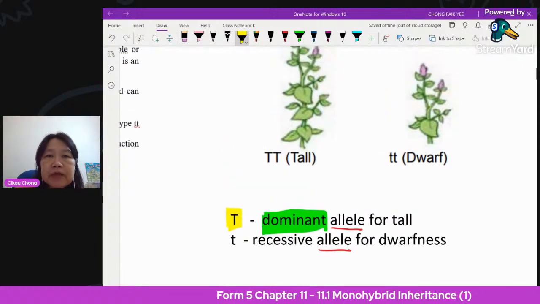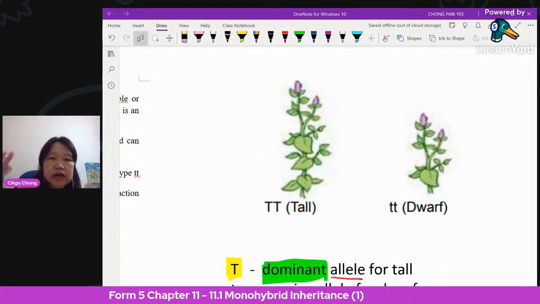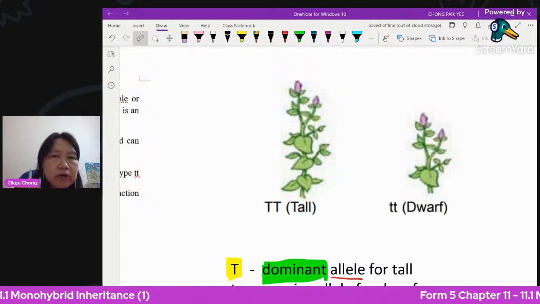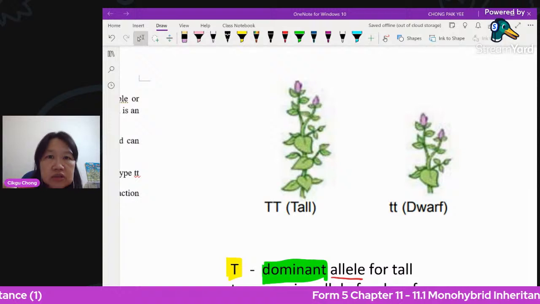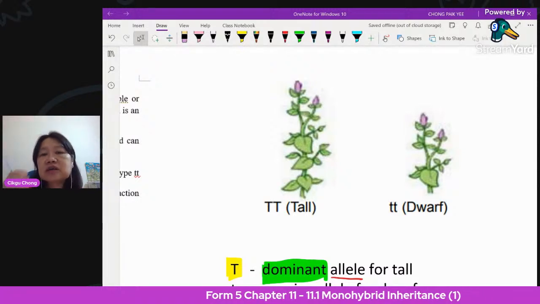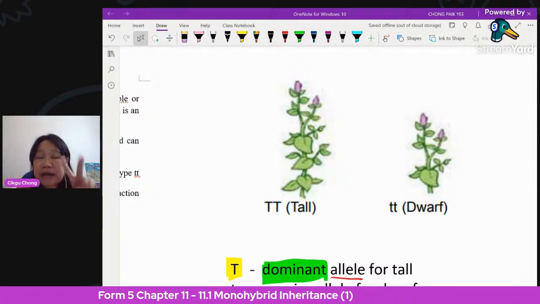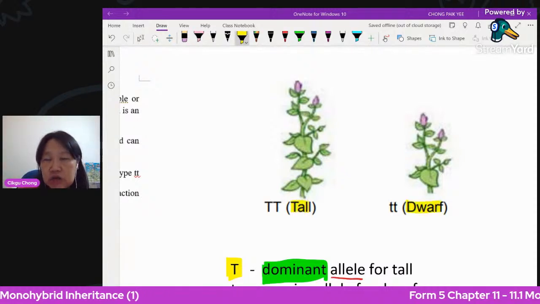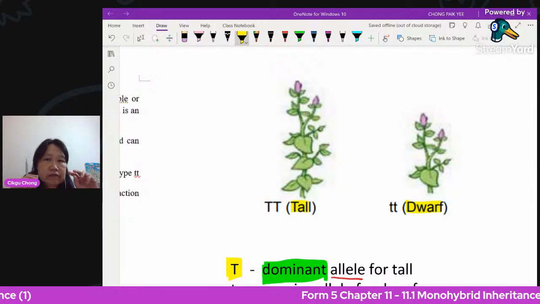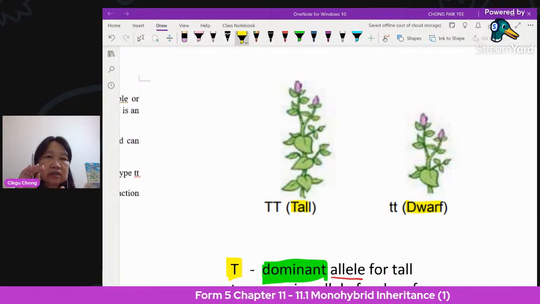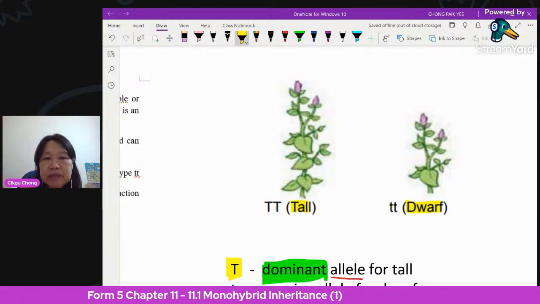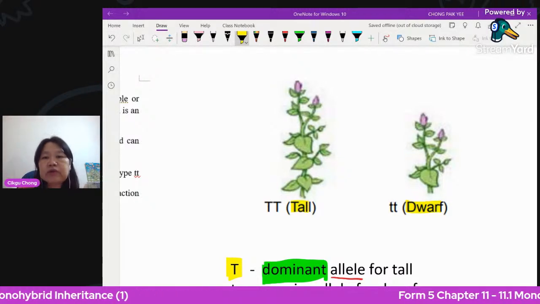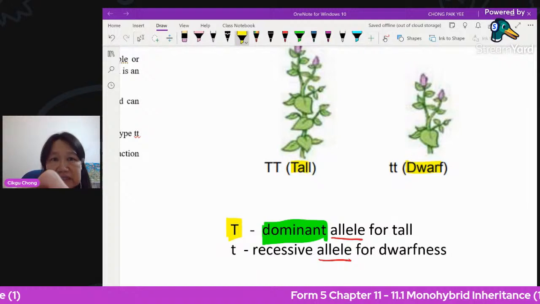Let's say, for example, a plant we notice is tall. So there is a possibility that it has a tall gene. How are you going to represent it? We don't say gene, we say allele now, because it could be tall or short. For height, there are two types: either tall or short, which is called dwarf. That's why we have two separate symbols. We use the capital letter to show dominant, and a small letter to show recessive.